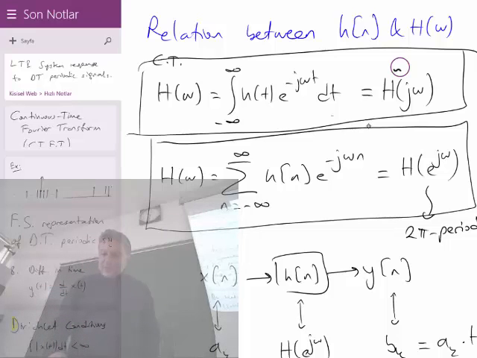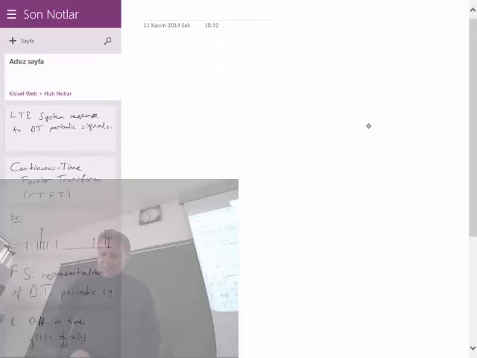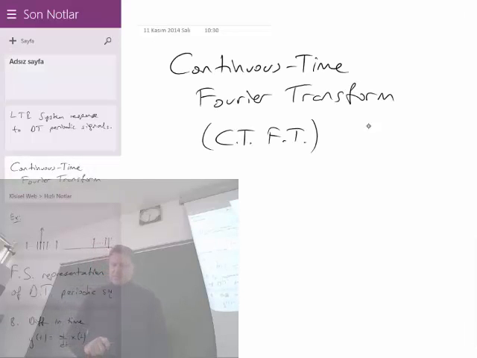So why did we open a new page for that? Okay, it's here. Why did we open a new page for this? The reason is that it's not only for the systems. It's not only for the impulse response to a frequency response. We know it. But it's also for the analysis of the signals themselves.